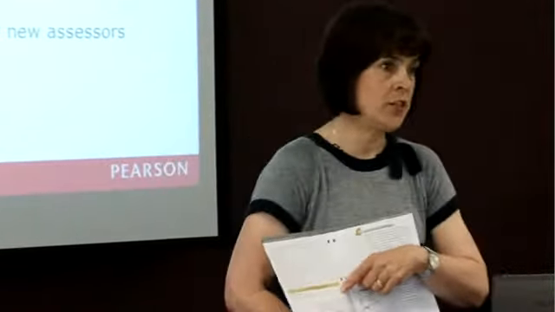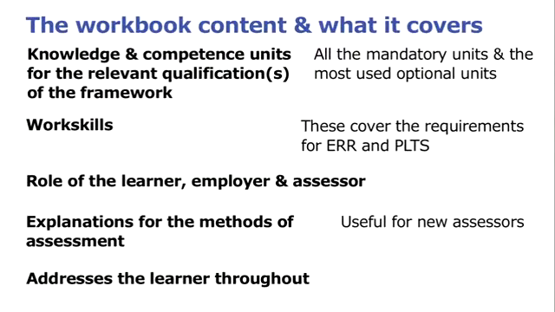At the beginning of the workbooks, you've also got a list of the units that are covered. The mandatory units will be there for the NVQ, certificate or diploma, and for the technical certificate, and then the most used claim certificates for the optional units, because we couldn't put all the optional units in, as some sectors have got lots and lots of optional units. We've used the most commonly registered and certificated optional units.